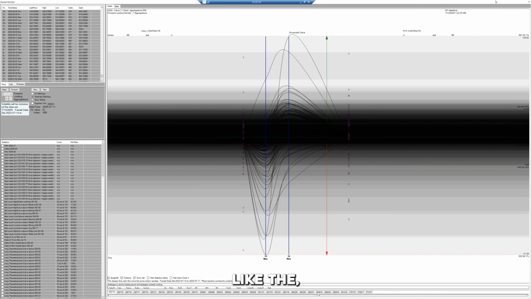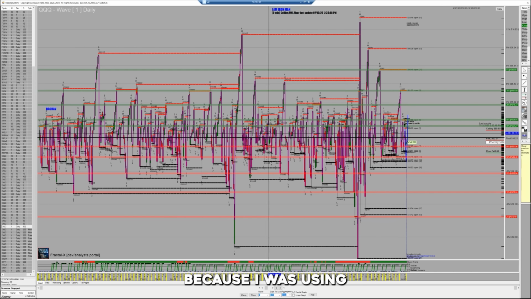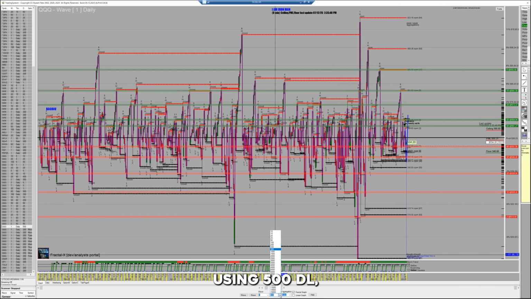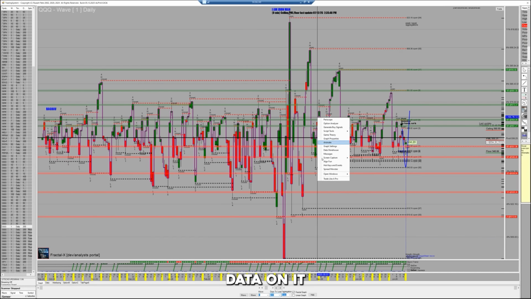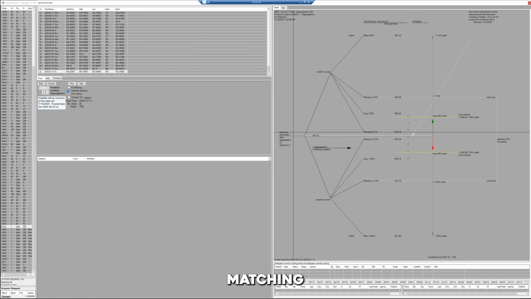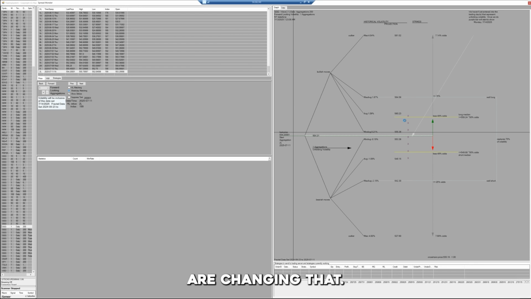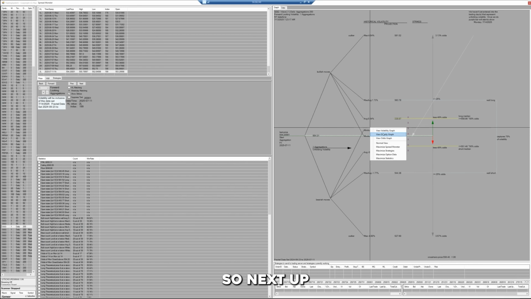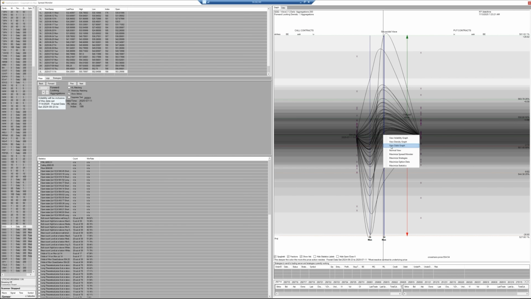So this is like the weekday matching. But here, because I was using the weekday matching and I have too much DTL because I'm using 500 DTL, I should go down to 200 DTL to get better data on it. Okay. And I'm going to tell you why. As I click on the weekday matching, the charts are going to be the same. Basically you're changing how they're derived. Next up, the density graph and the odds graph are going to be the same.